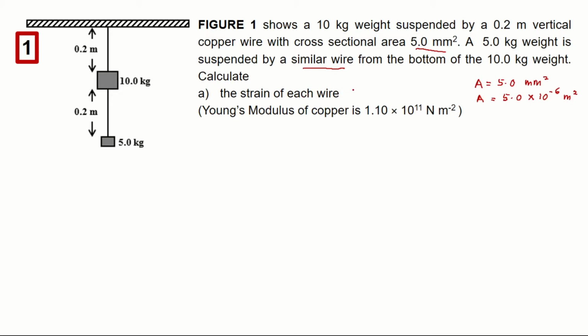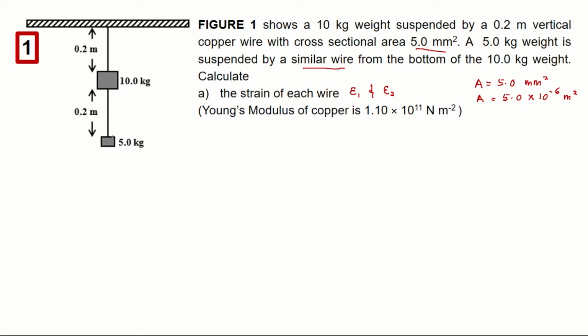Strain here is epsilon, so you must calculate epsilon 1 and epsilon 2. So refer to this diagram. From this diagram, we have 2 masses or 2 objects here. So first step, we must draw free body diagram. So it means that we have 2 free body diagrams here.